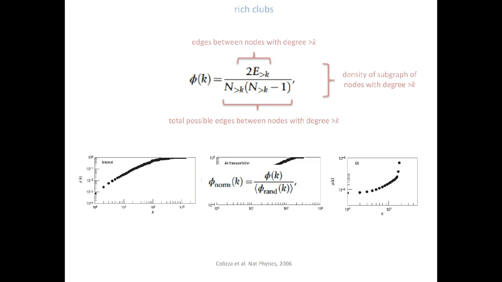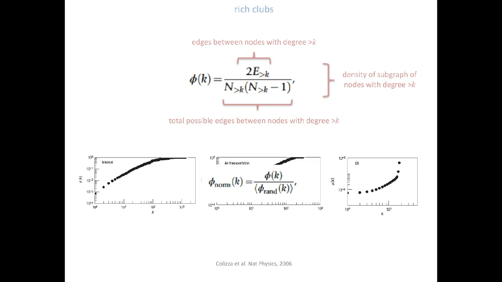So you can see in this case of the internet, we get an increase. That's implying that as we get to higher levels of K, we get into the hubs, and they're very strongly or densely connected with each other. We can do the same with the air transportation network, and we see similar behavior. But we also see similar behavior with a completely random graph, the Erdos-Renyi graph. And this is because as you threshold the network at higher levels of degree, you're ending up with the most highly connected nodes, and chances are they're going to be connected with each other anyway, just by chance.